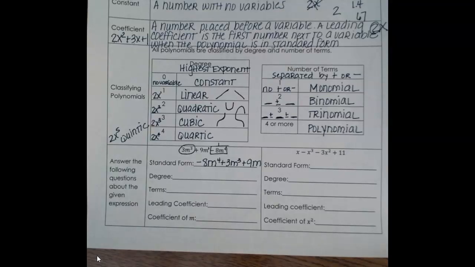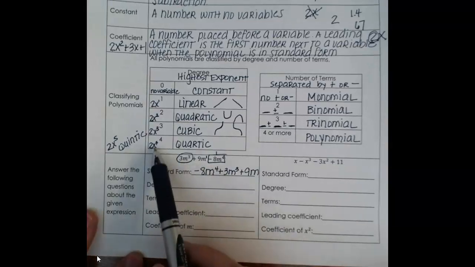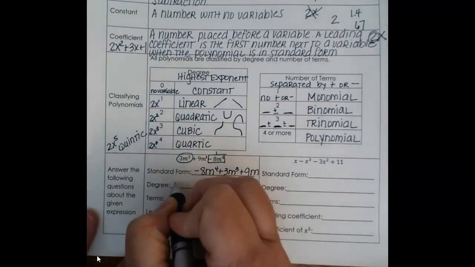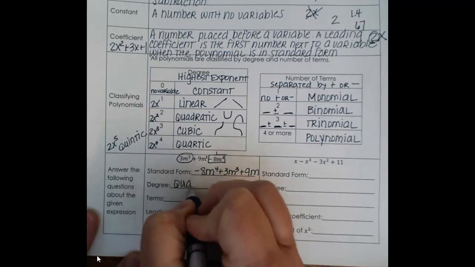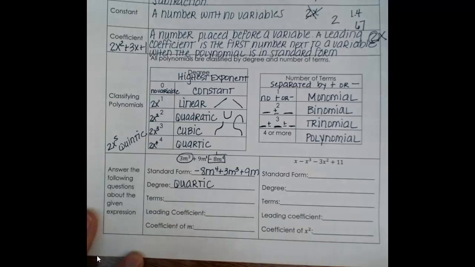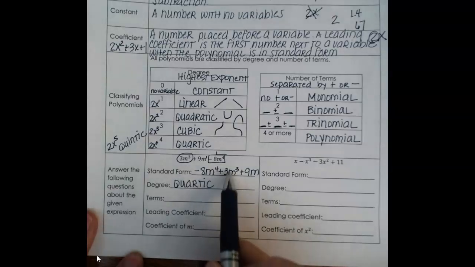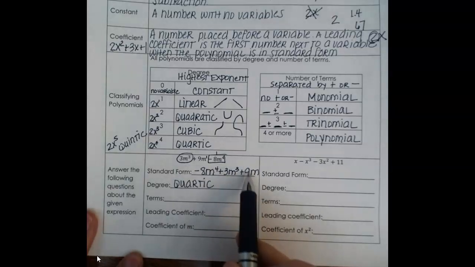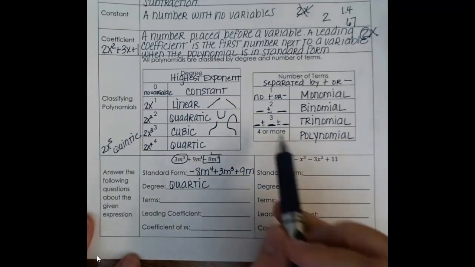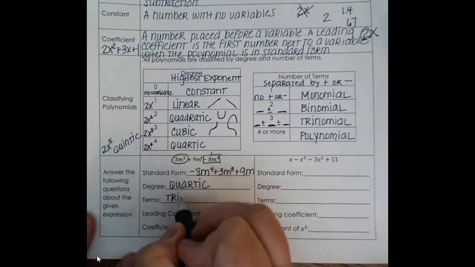So what is our degree? Degree is the highest exponent. So when I look at the degree, it's a 4. And I said if it's a 4, we're going to call that quartic. Our number of terms, remember terms are separated by addition or subtraction, so I have 1, there's an addition, there's 2, there's another addition, 3. 3 terms, so I looked over here, 3 terms, we call that a trinomial.